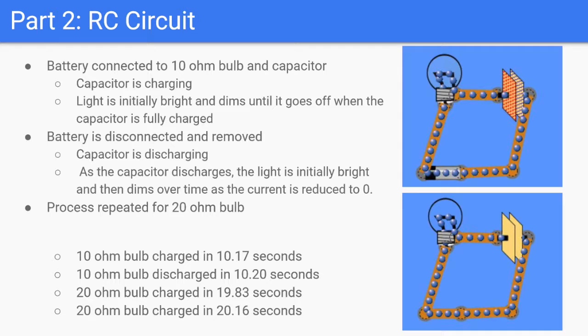The 10-ohm bulb charged in 10.17 seconds and it discharged in 10.20 seconds. The 20-ohm bulb charged in 19.83 seconds and discharged in 20.16 seconds. The 20-ohm bulb takes approximately double the time of the 10-ohm bulb, which makes sense because it has twice the resistance.